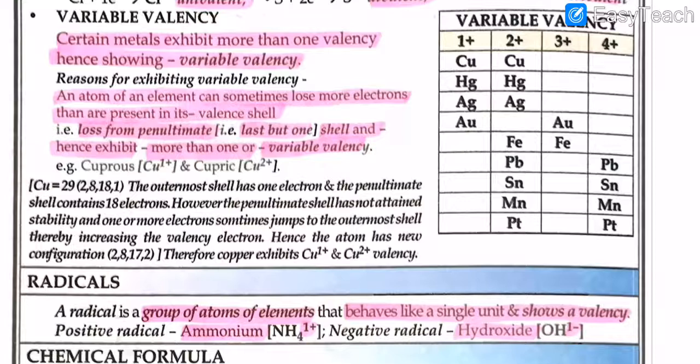So in this case, we have positive and negative. If you have a negative sign at the top right, that is called negative radicals or negative ions. And if you have a positive one, it is called positive ions or positive radicals.